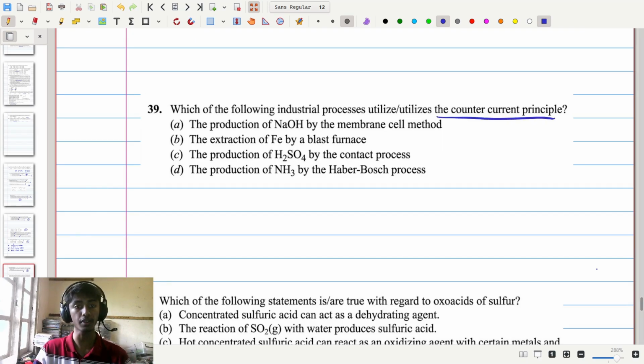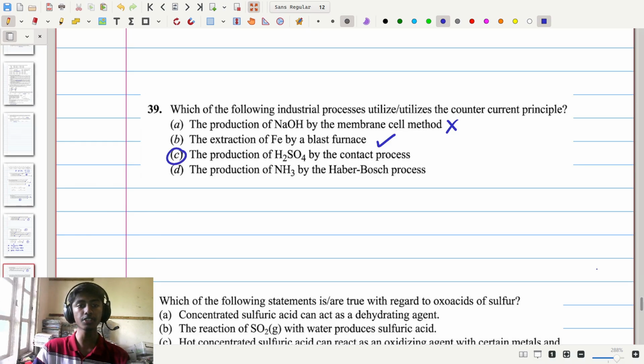Looking at the first one, it says the production of sodium hydroxide by the membrane cell method, and that is not an example of the counter current principle being used. Moving on to the second one, B says the extraction of iron by the blast furnace, which is correct because if you consider what happens inside of the blast furnace, the solid particulates fall downward while the hot reducing gases rise upward. So they go in opposite directions, which is the counter current principle.